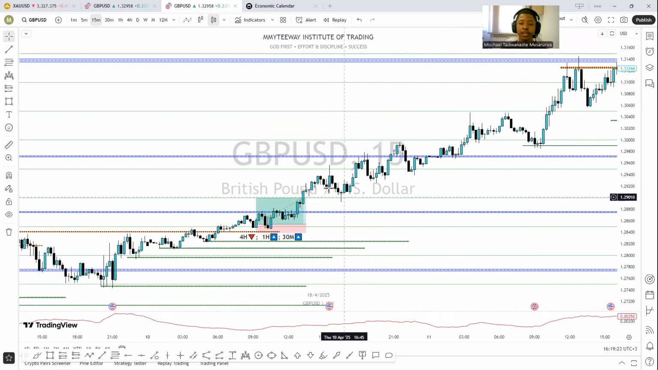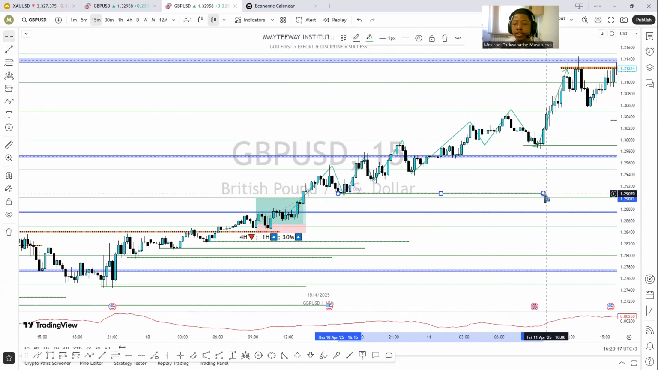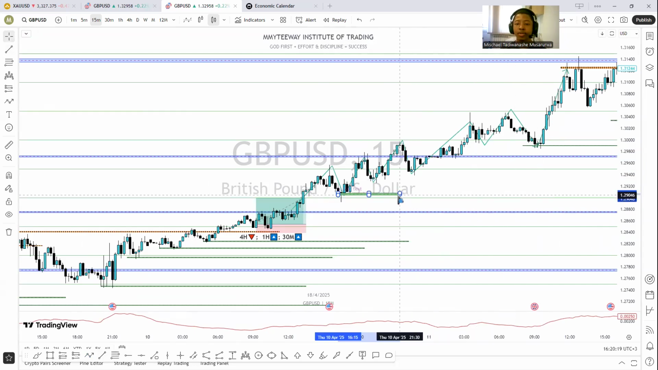You can see that the graph continues to make a higher high, higher low, higher high, higher low, higher high, higher low, higher high. I draw these green lines on every lower low.